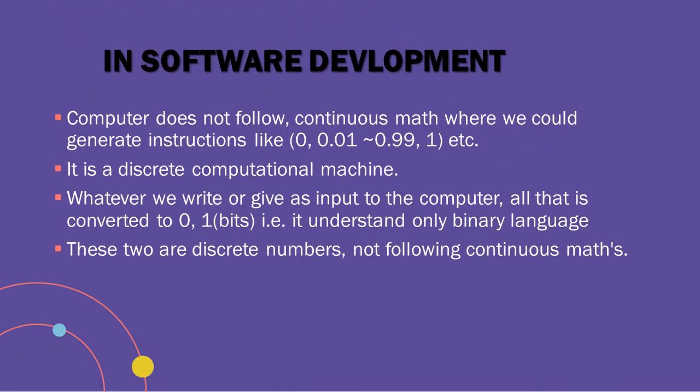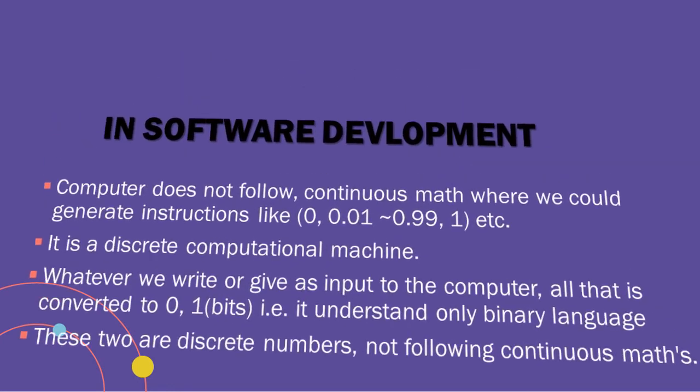The next thing is software development. Again, as earlier I told about the applications of discrete mathematics, your computer understands only one language, binary language, 0 and 1 bits. These two are discrete numbers, not following continuous maths, because it is 0 and 1. It is not continuous. This is discrete, separated. So just try to understand this thing.